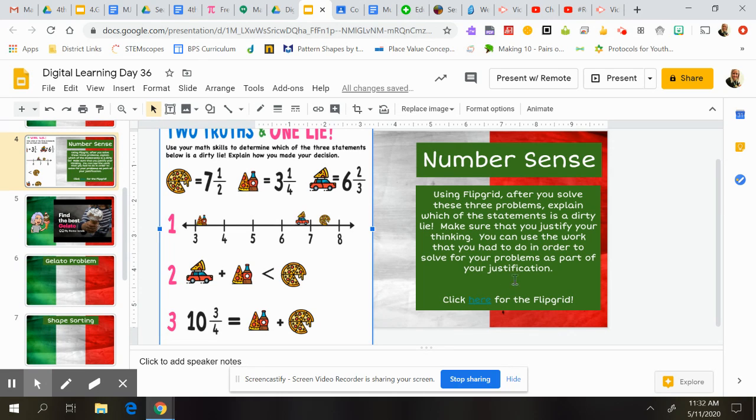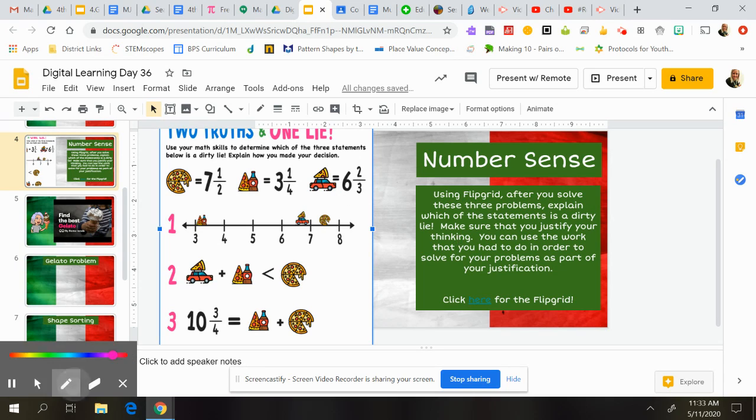So we're going to use a Flipgrid to explain our decision, but we have that the pizza equals 7.5. The slice of pizza with the soda equals 3 1/4. And the pizza delivery car equals 6 2/3.